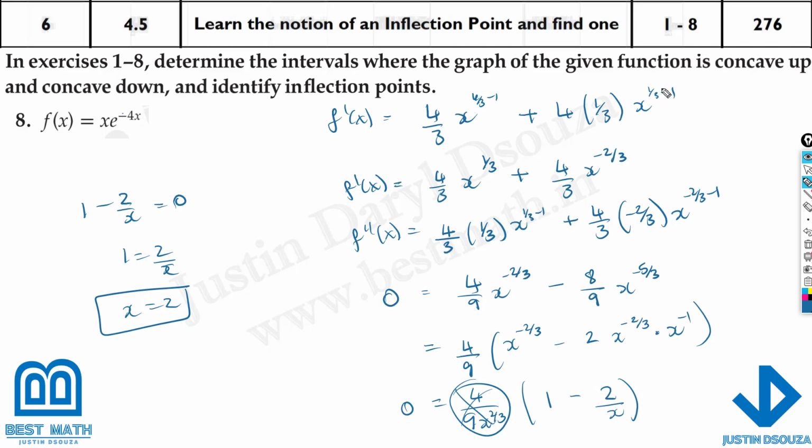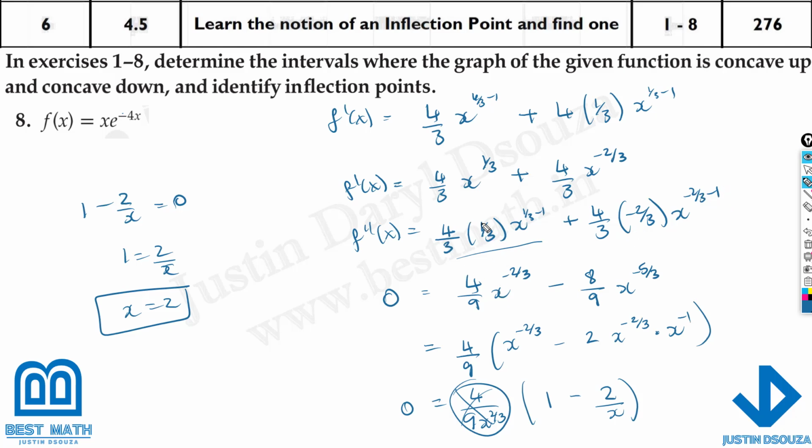Here we derived it once. First time was pretty simple. When we derive it for the second time, we are gonna get 4 by 3 times 1/3 x to the power, whatever is the power minus 1. This has happened over here. And then 4 by 3 times minus 2/3, this is minus 2/3 x to the power minus 2/3 minus 1.